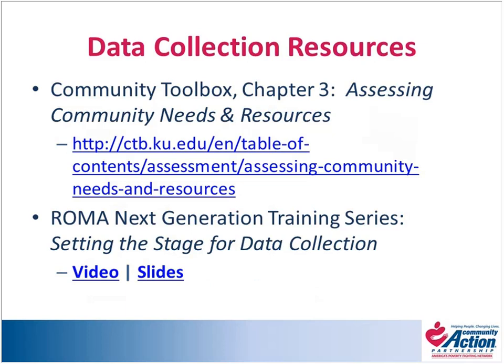Or you can just Google community toolbox, it's a resource with KU, and it'll come up in the Google search. Also, the ROMA Next Generation Training Series has a specific segment on setting the stage for data collection. This is about your data collection processes with your agency data, as far as what you need to collect in your agency databases for the CSBG IS or annual reports. But it does have some really good information about data collection in general: the reliability, how clean your data is, the storage methods. So that might be helpful if you're looking at agency data collection as well as community needs assessment data collection. The video and slides link is here. You can also go to tools and resources on our website and go to ROMA.